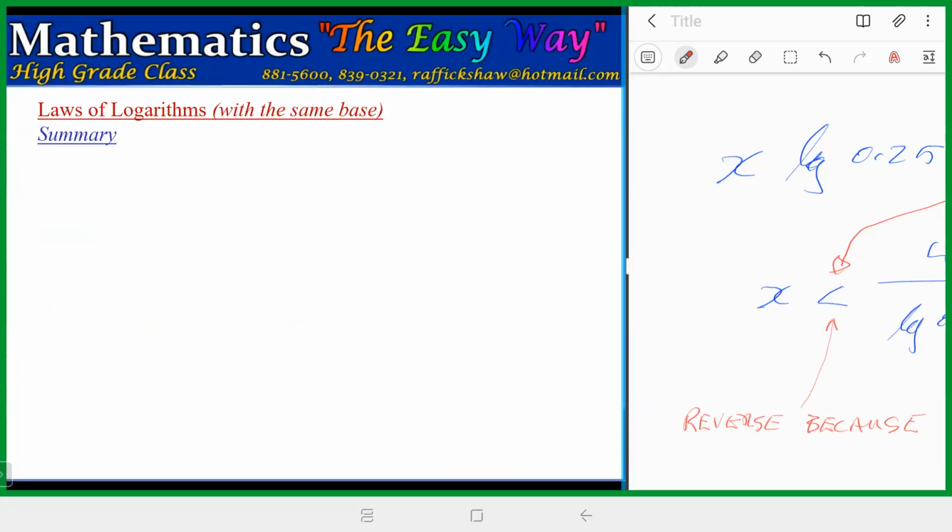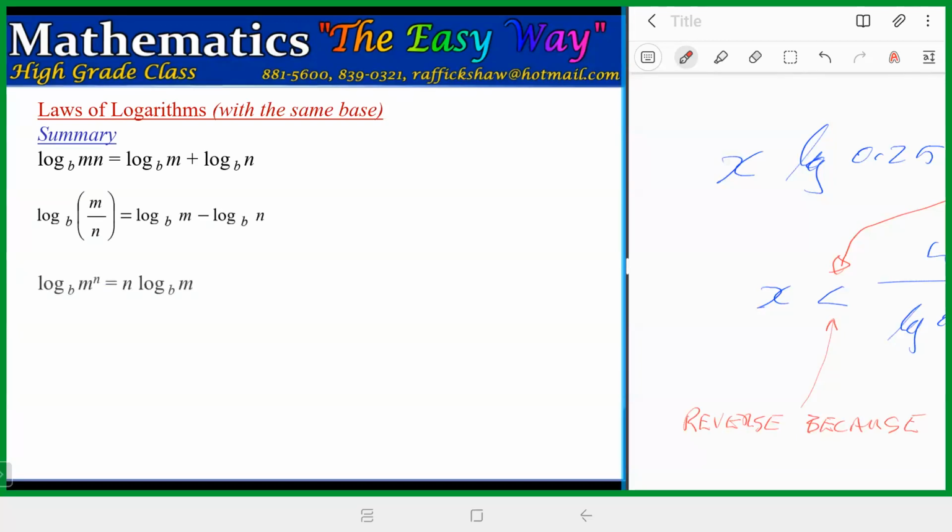You have a summary page with everything on it, which is why you really just want to screenshot the summary page and study everything on it. First law: remember, you have to know the laws from left to right and right to left. That's the first law, the product one. The second one is the quotient one. I call this one the power one. When you find the log of a number to a power, the power comes to the front. Then you have a change of base.